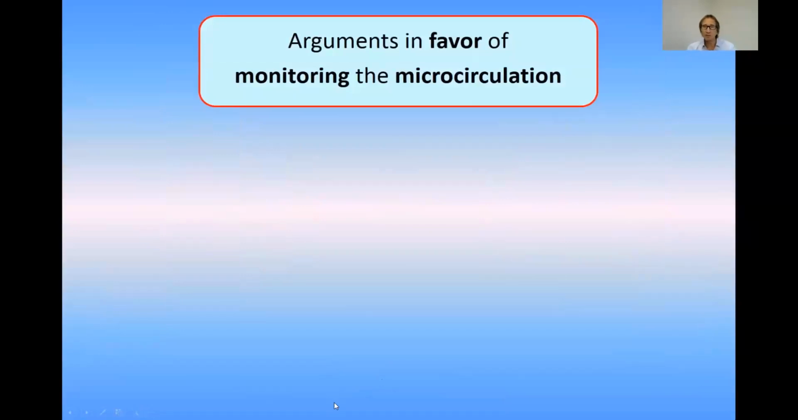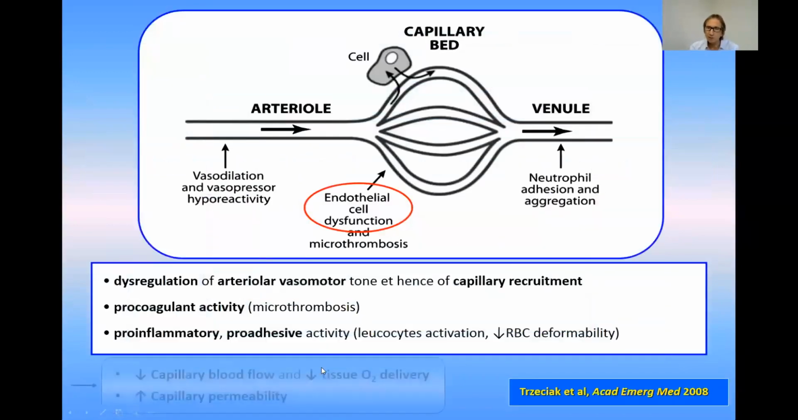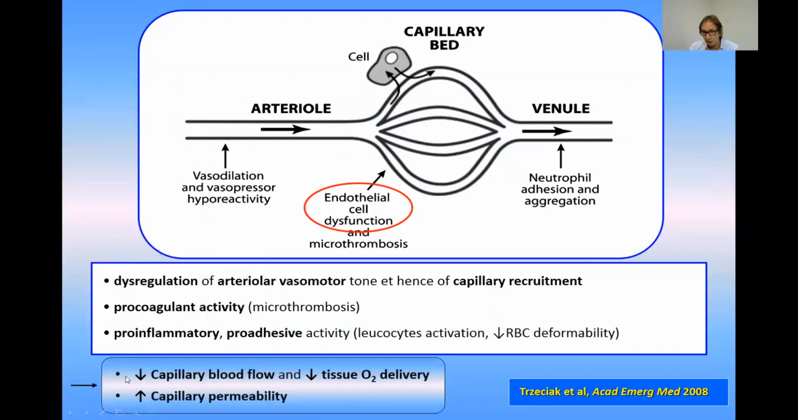What are the arguments in favor of monitoring the microcirculation during the early phase of sepsis? First, we know now that microcirculatory dysfunction contributes to tissue hypoxia. In fact, all these anomalies result in decreased capillary blood flow and decreased tissue oxygen delivery, and increased capillary permeability, resulting in alteration of oxygen diffusion and oxygen extraction.